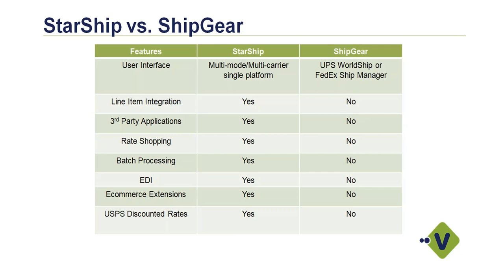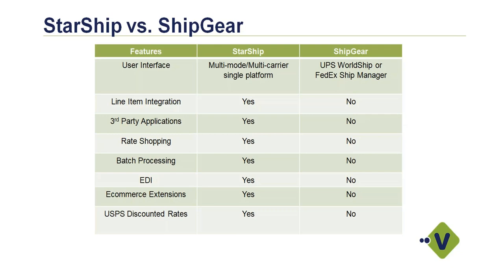StarShip also offers rate shopping, where you can do a cost comparison between all the various carriers that are available. That depends on your licensing, what options are there, but you can see everything side by side, looking at, say, all of your UPS, FedEx, postal rates together, as well as the option between shipping ground and LTL.